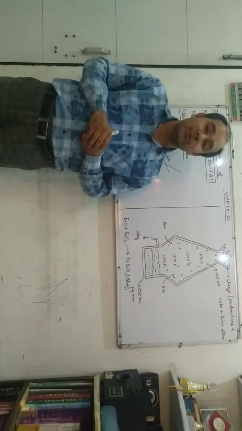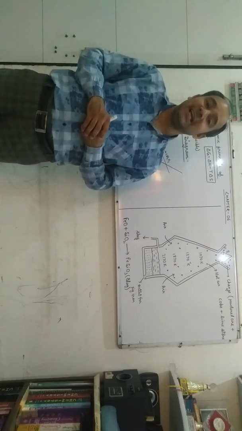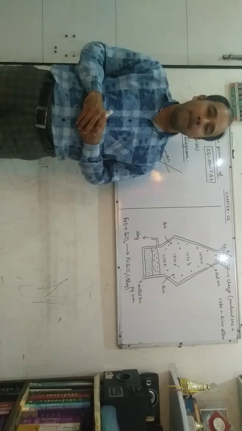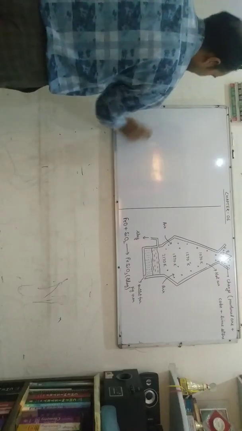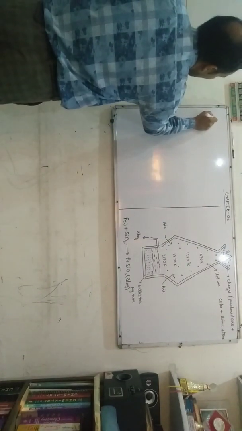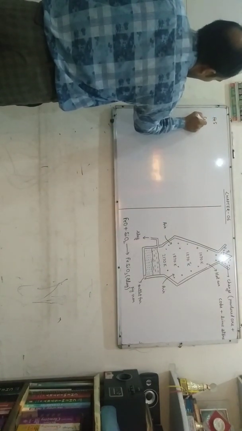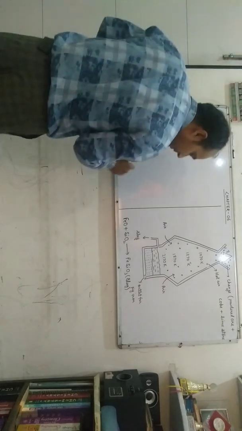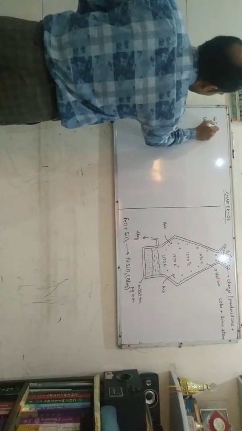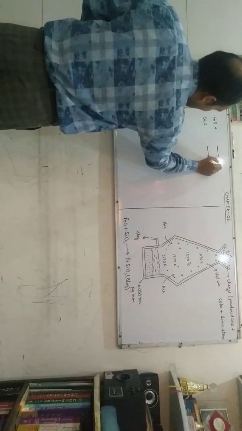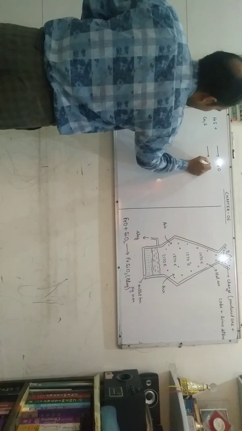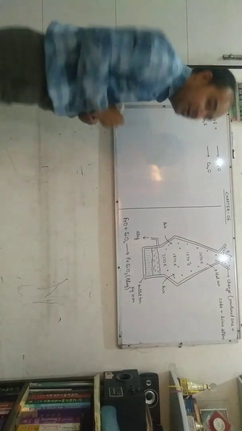Now, the question arises, why is copper matte put in the silica-lined converter? Student, copper matte consists of iron sulfide and copper sulfide. I repeat again, copper matte consists of iron sulfide and copper sulfide, which on oxidation give iron oxide and copper oxide respectively.